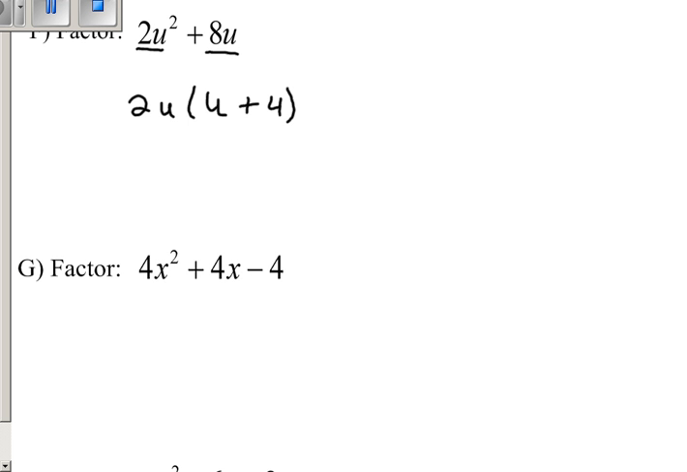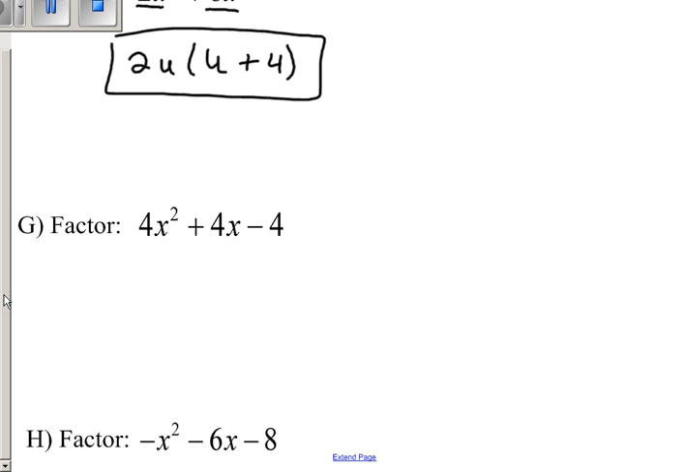Is this a perfect square? A difference of two squares? Well, first of all, it's not a difference. Secondly, u is not squared. So this is my final answer because there's no other way to factor this: 2u times u plus 4. Letter G. Let's see what this does.